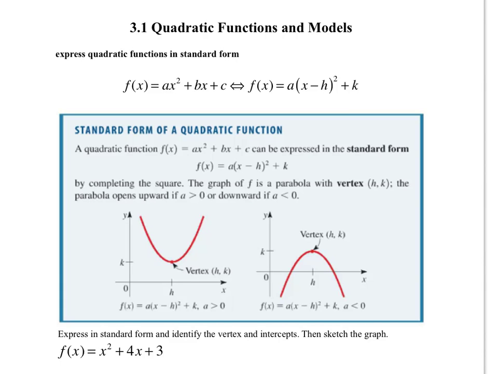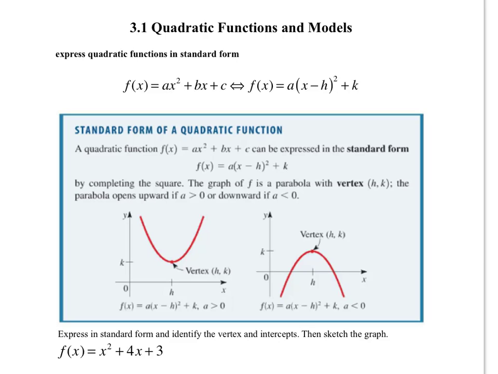So the basic idea here is that we have a new form for a quadratic equation. Whereas in the past we've identified a quadratic function by this form, f of x equals ax squared plus bx plus c, we now have an equivalent form, a different form, and that's the form a times (x minus h) squared plus k.